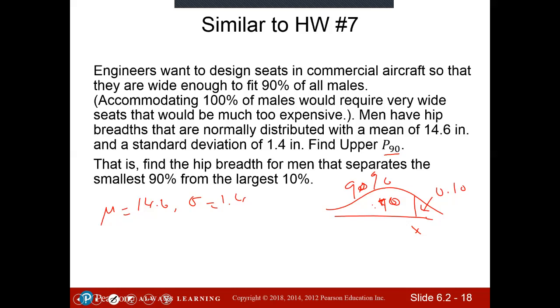This time, let me use the table. So it means that I need to find the Z-score that corresponds to this. You have 90% to the left, and what is the Z value that gives me that? Then I can use the formula, X is equal to what? Mu plus Z times sigma.